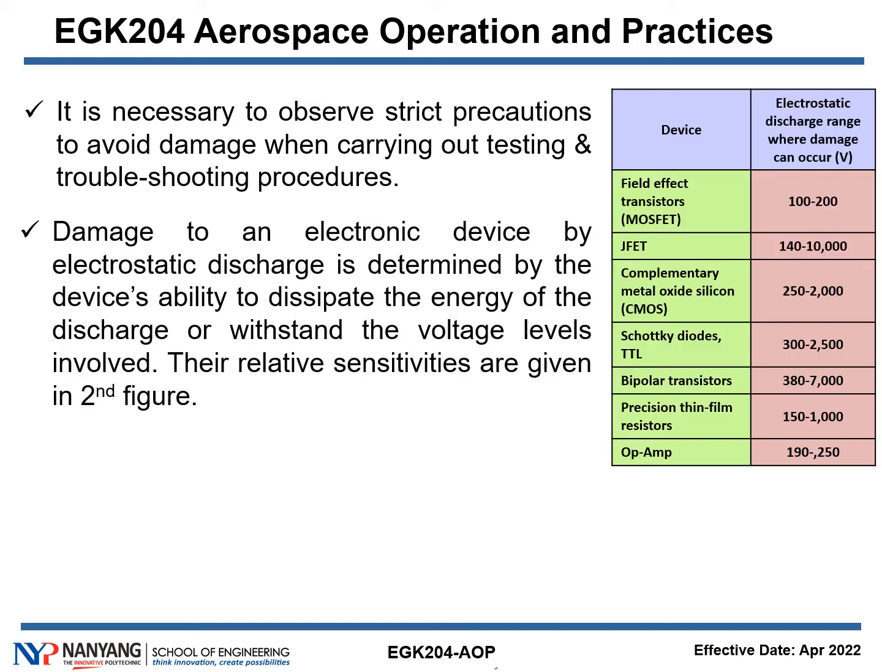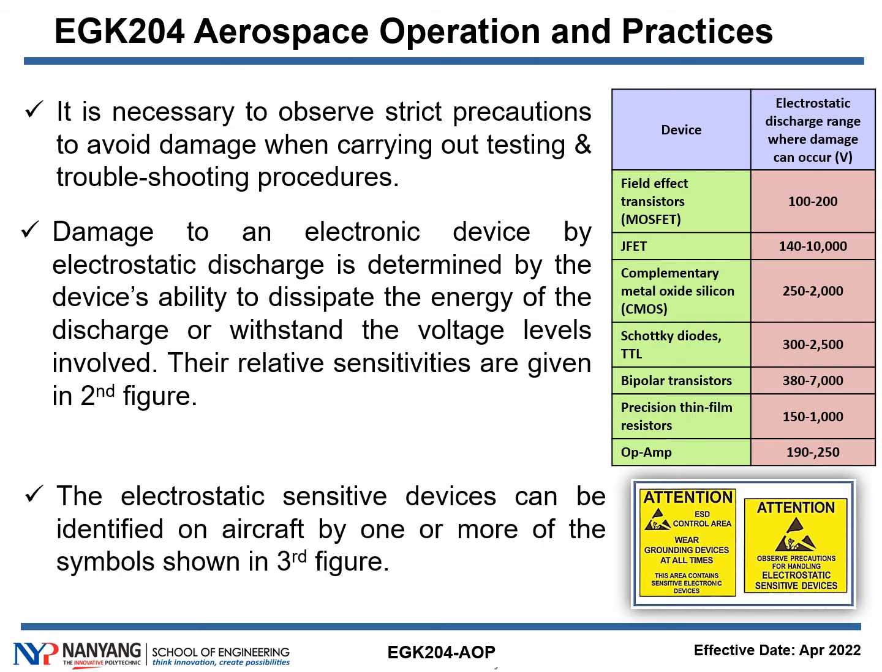Now take a look here. These are the devices. This table shows the devices in green, and the electrostatic discharge range where damage can occur. You can see that it ranges from 100 to 7,000 volts, which will damage the devices here. So electrostatic sensitive devices need to be identified by this sign here. If you see this sign, it means that these devices are electrostatic sensitive devices.